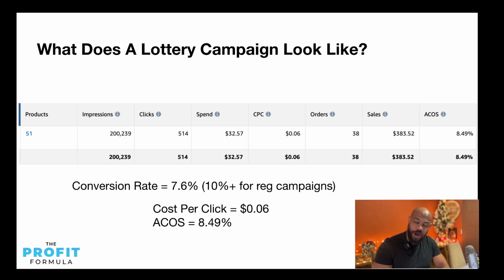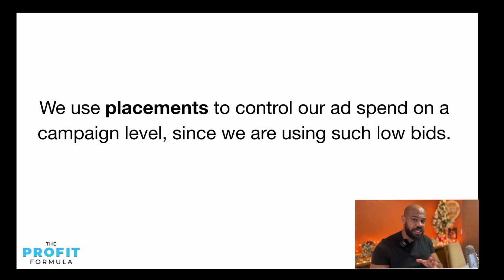So that's going to hurt your conversion rate a little bit. However, our cost per click is 6 bloody cents, like 6 cents cost per click. Our ACoS is 8.49%. That's solid. Like, I'll take that any day of the week. The thing that's very different about lottery ads, and this is going to be new for, I think, a lot of people, is we use placements to control our ad spend on a campaign level since we're using such low bids. I'm going to talk more about that when I walk you through how to set up the lottery ads in a little bit here.